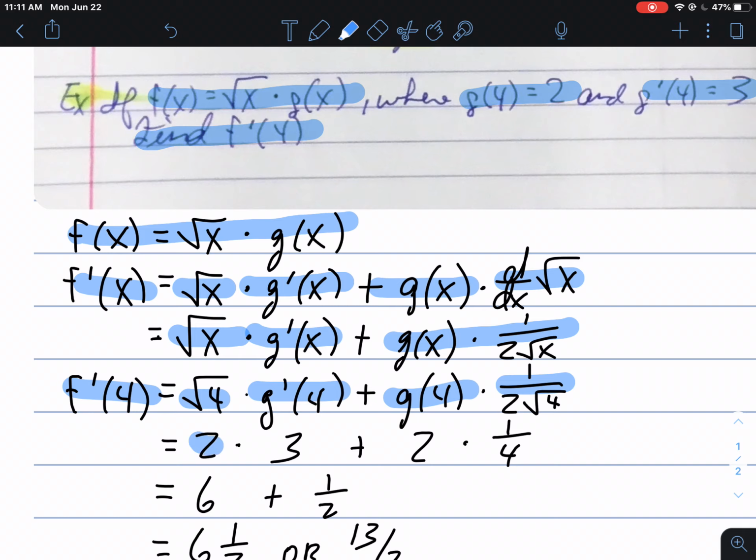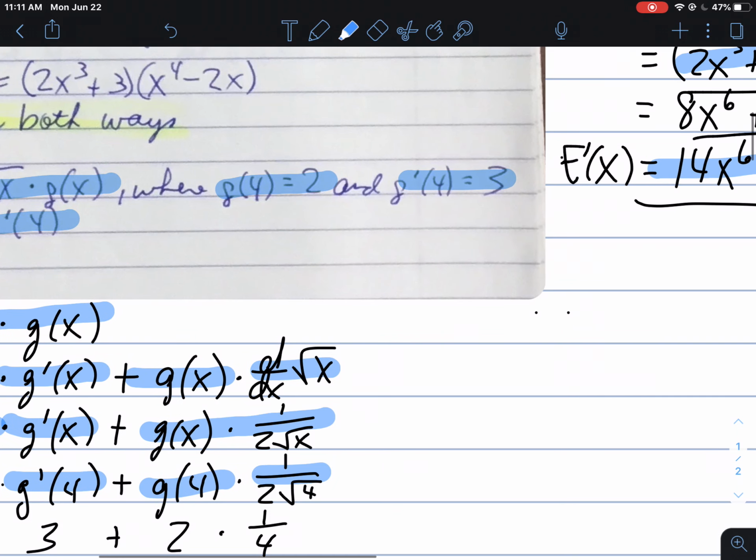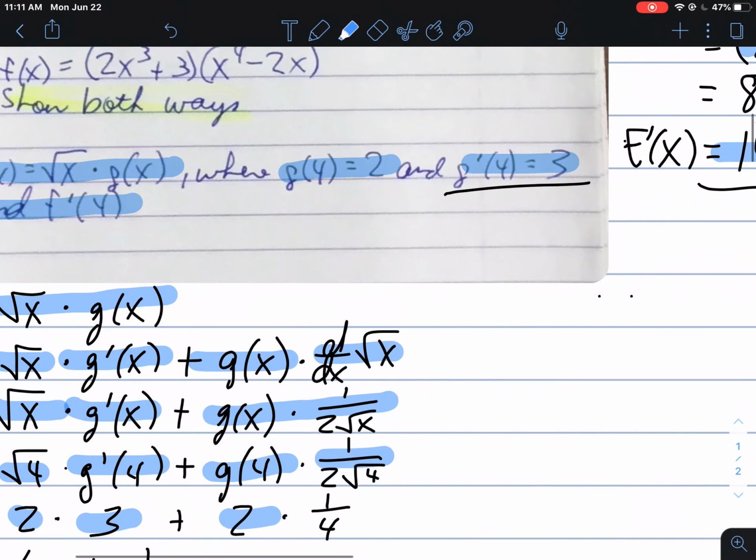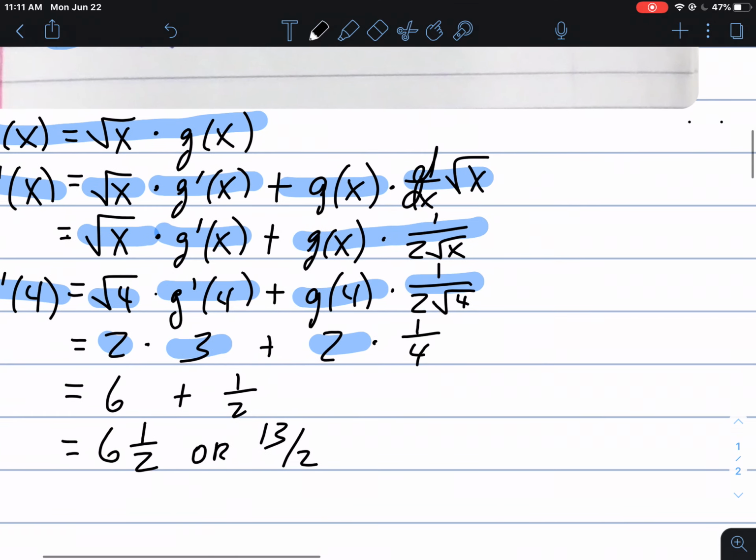Square root of 4 we know to be 2. G prime of 4, that's where we come back up to the original problem, and we are given that value. We are given that g prime of 4 equals 3. So I went ahead and plugged that in place of g prime of 4. We then hit g of 4, which again in the problem we're told that g of 4 equals 2. So I just went ahead and plugged that in place of g of 4. And then simplifying 1 over 2 square roots of 4, the square root of 4 is 2. 2 times 2 is 4, so I get 1/4.